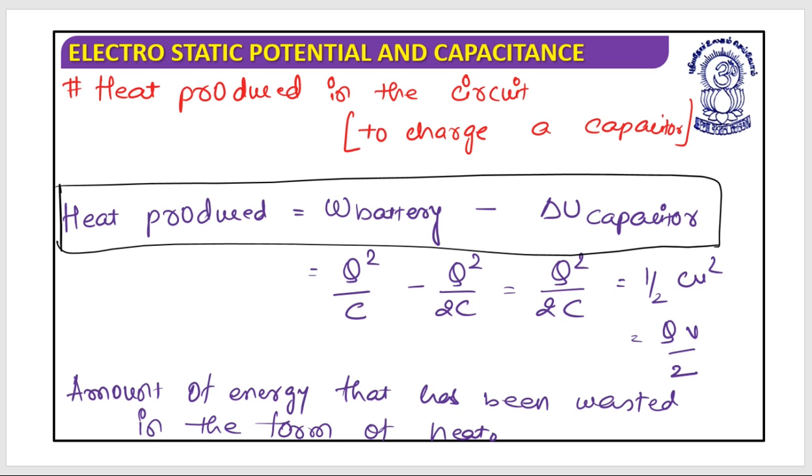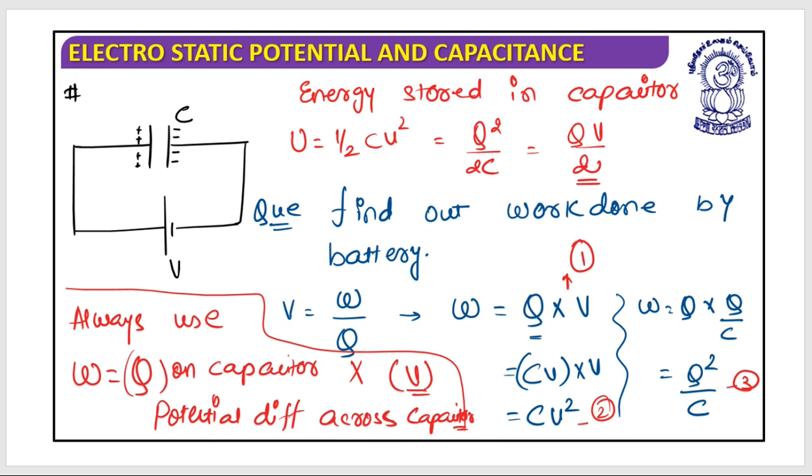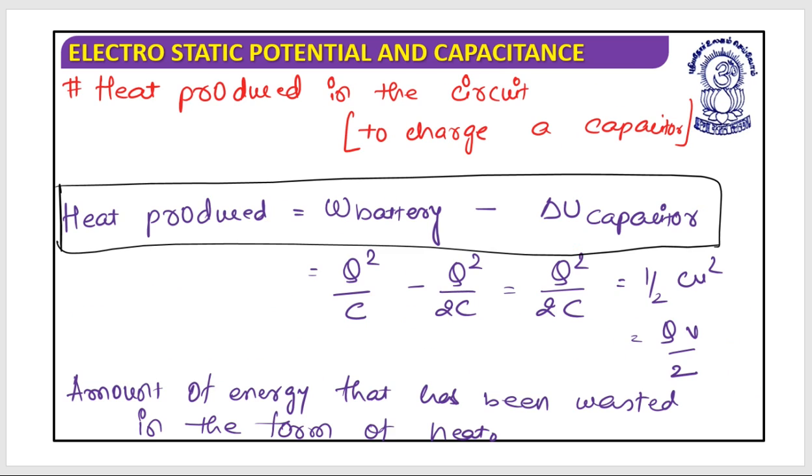So let's quickly revise. What is the energy stored in a capacitor? The energy stored in a capacitor is half CV square or Q square by 2C or QV by 2. But what is the work done by the battery? If they ask to find the work done by the battery, then work done is Q into V or CV square or Q square by C. Energy stored is just half CV square, but the work done is CV square. So half of the energy in this case has been wasted in the form of heat.